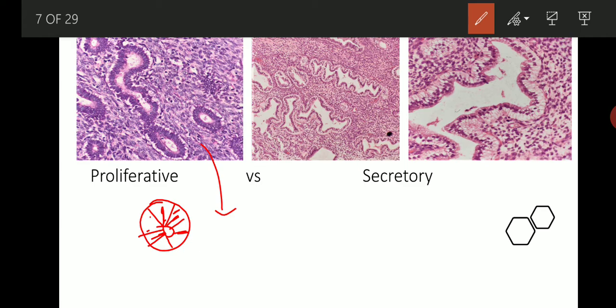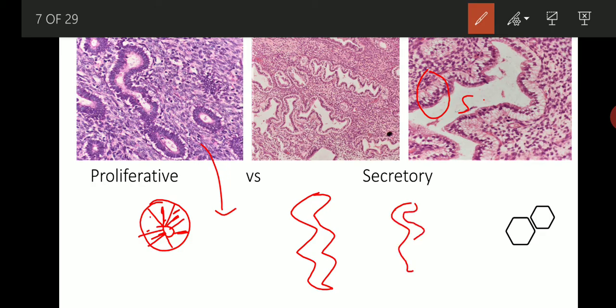Whereas in the secretory endometrium, the glands are tortuous or corkscrew shaped. You will find subnuclear vacuolations. You will find secretions in the lumen. The stroma will show you edema, the spiral arterioles, and the decidualization. Right? So these are the differences.